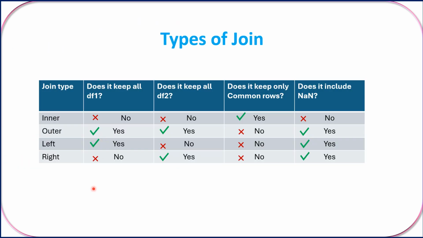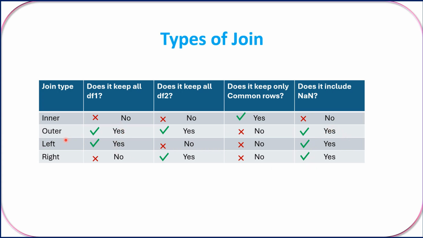We can check based on this what are the possible ways of comparing or detailing in the different joins. So does it keep all the data frame 1 values? No. Does it keep all data frame 2? No. And it just only has the common values? Yes. Does it include NaN values? No, because there's no NaN value when you have the common values, whereas other than the inner, we'll have the common NaN values in all the remaining three joins.